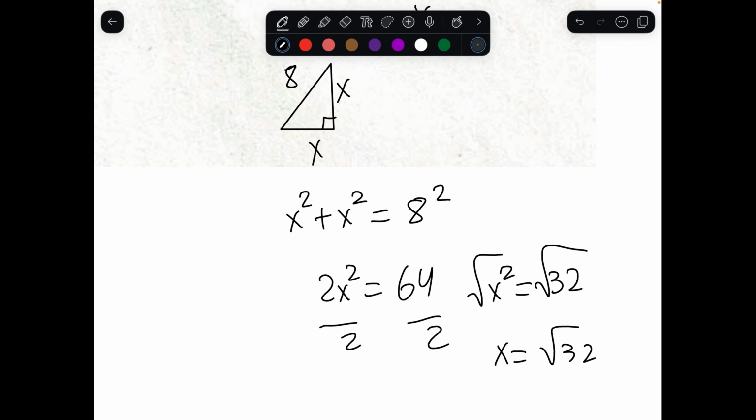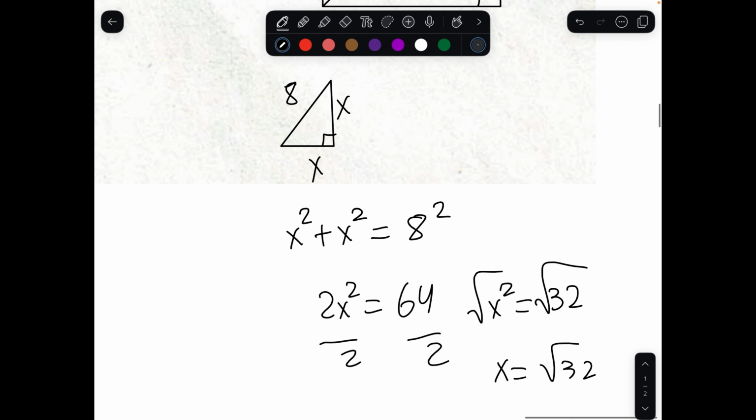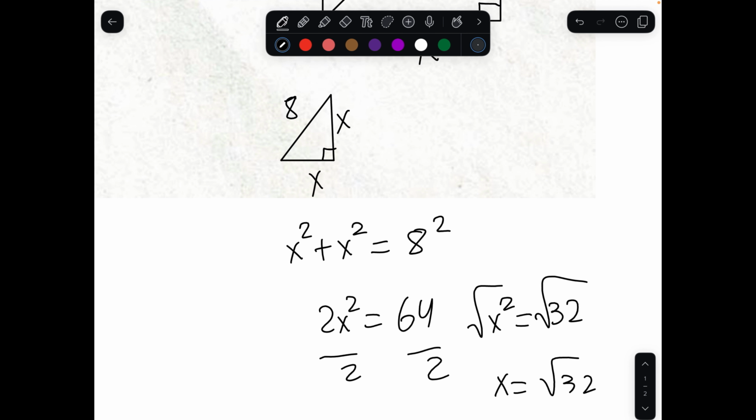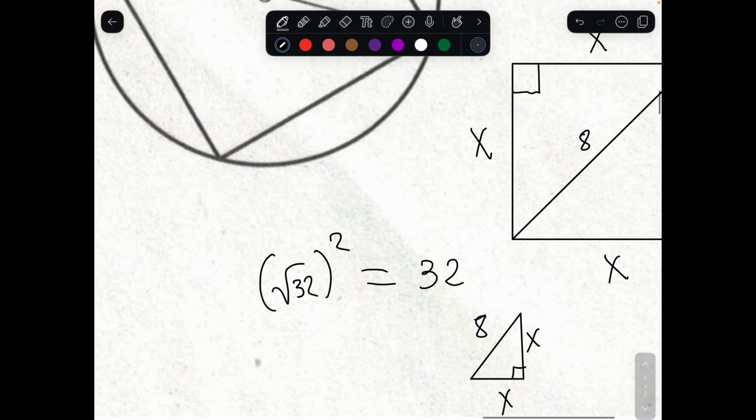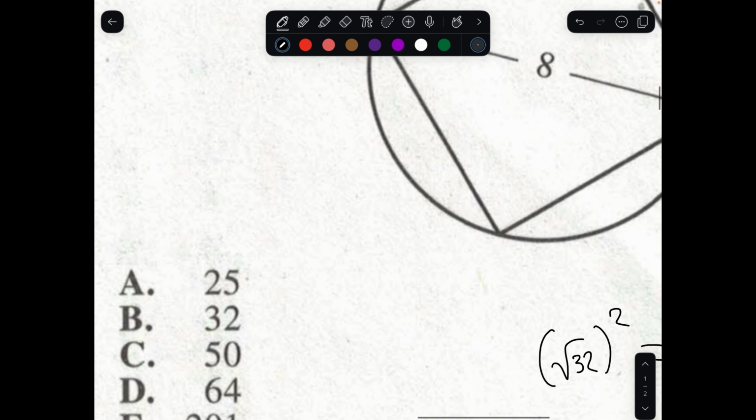This is our side length of the square. And to find the area of a square, it's the side length squared. So it's going to be root 32, our side length, and we're going to square that. So it's going to be 32, and that's our area of the square.